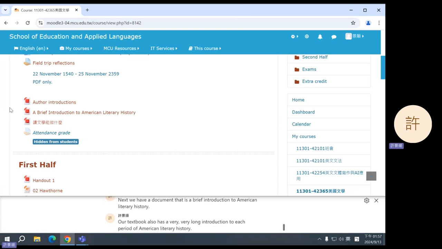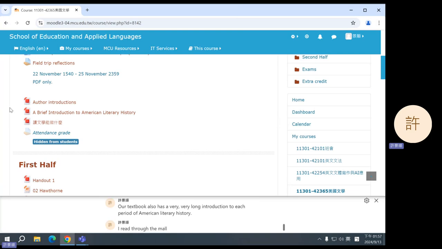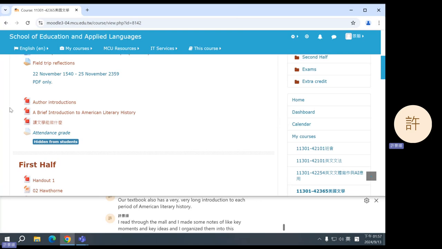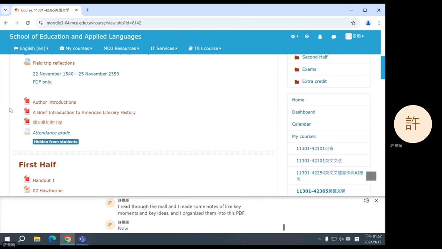I read through them all and I made some notes of key moments and key ideas, and I organized them into this PDF. Now, in the past, I taught this course as a literary history course. The problem, though, is that American literary history is only like 350 years old. And the textbook divides these 350 years into six periods.